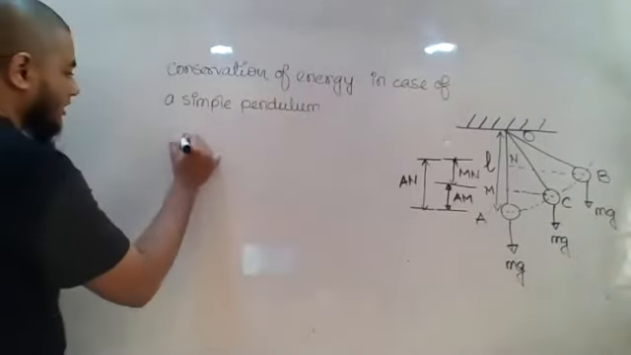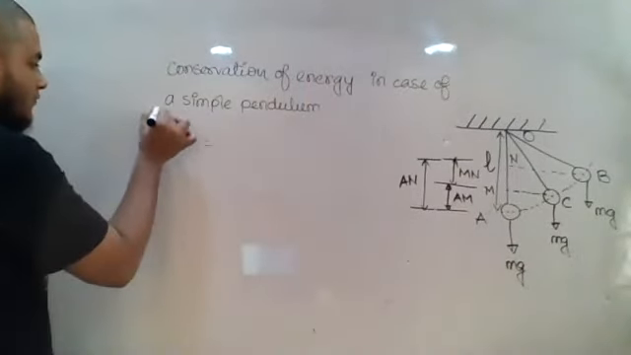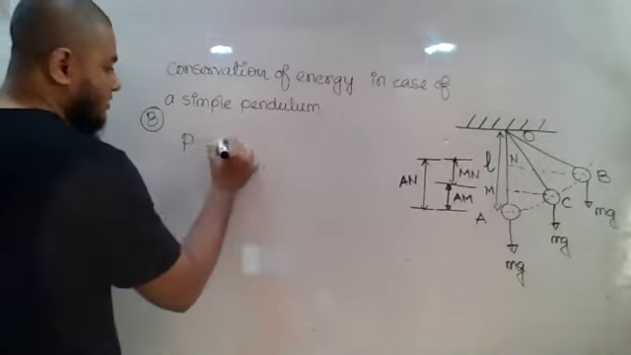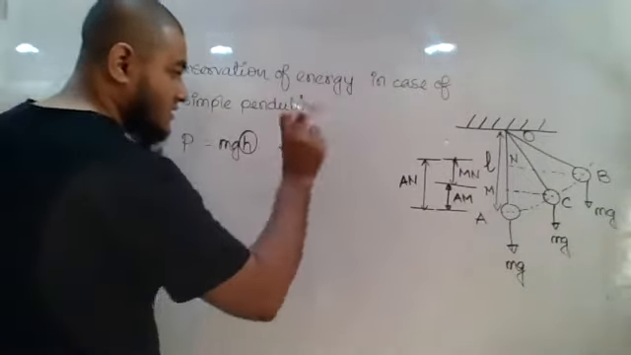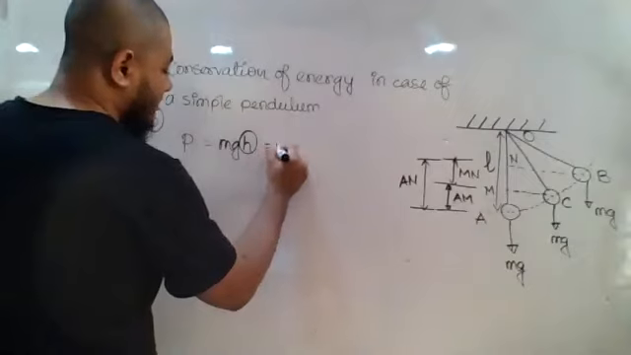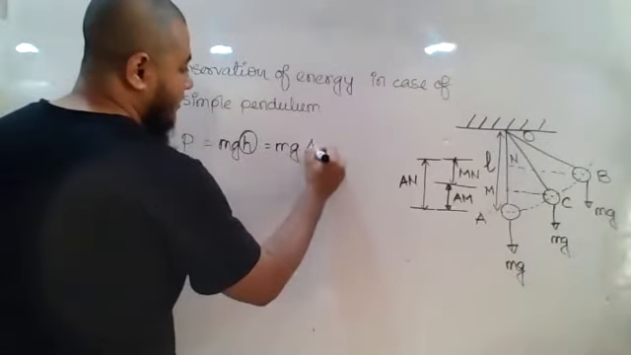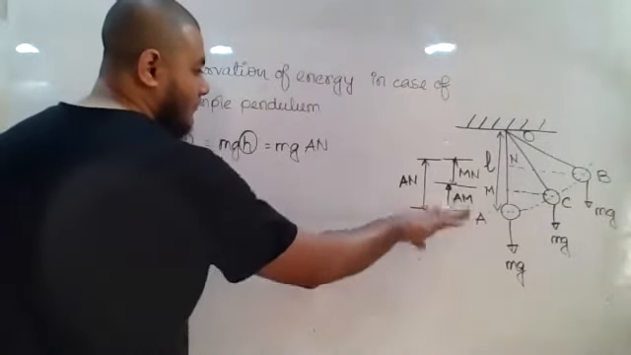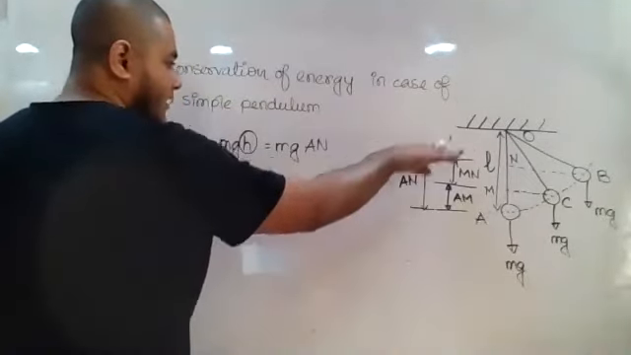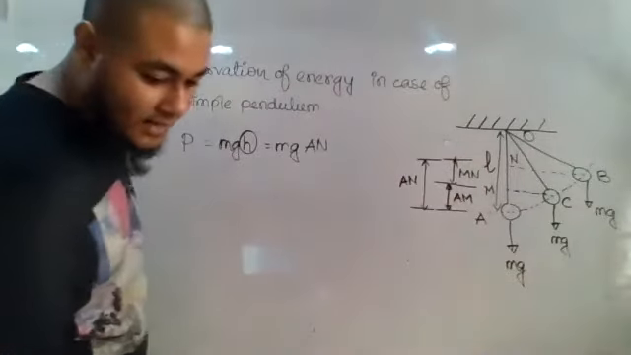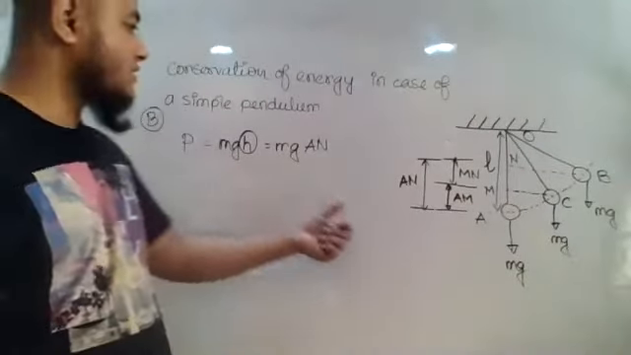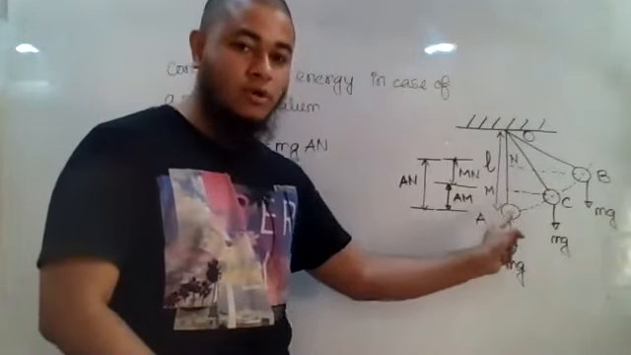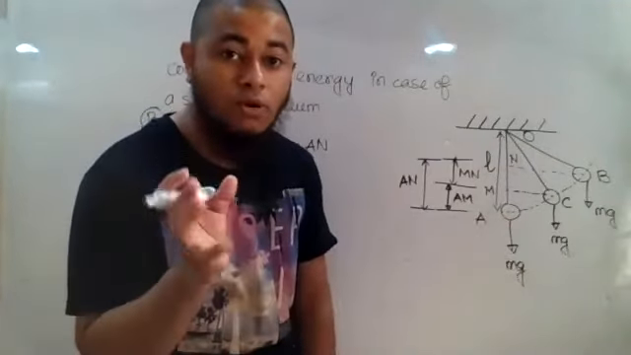We are calculating this for point B. Potential energy is equal to mgh. What is h? That is the vertical height. We all agreed that from A it got up to level N, so the vertical distance is AN, correct? And m is the mass of the bob. The ball that we fix here is called the bob.